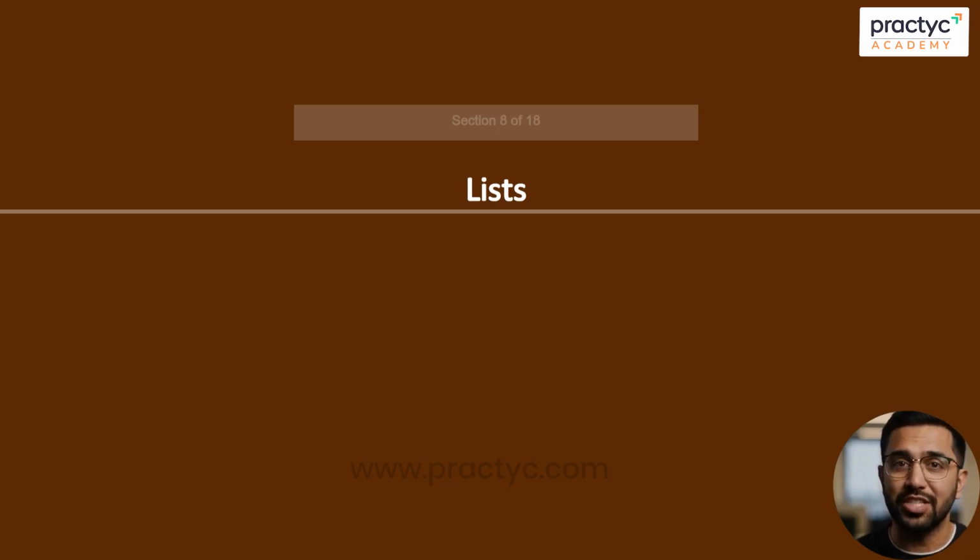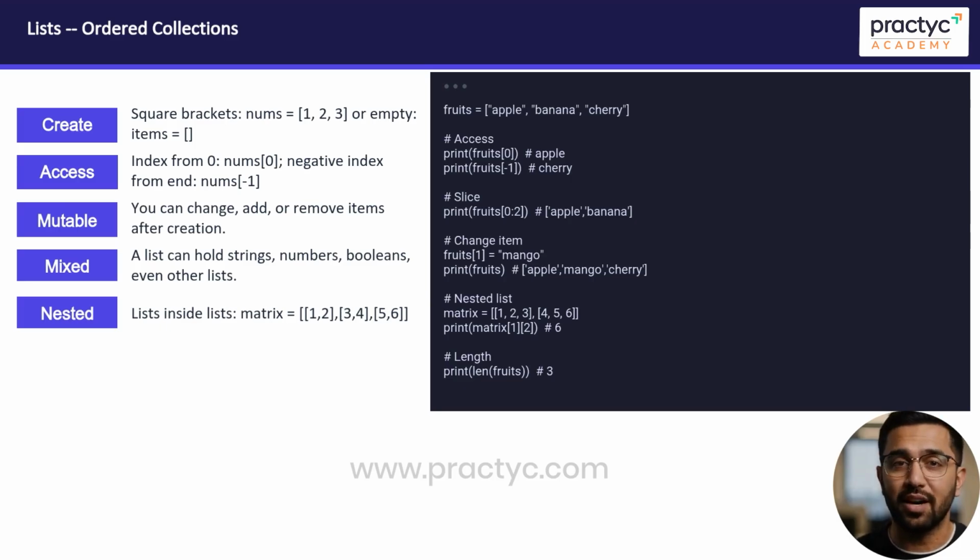Welcome to our discussion on lists. We'll explore how to create, access, and manipulate ordered collections in programming. Lists are ordered collections created with square brackets like numbers equal to 1, 2, 3. They are mutable, allowing changes, additions, or removals.